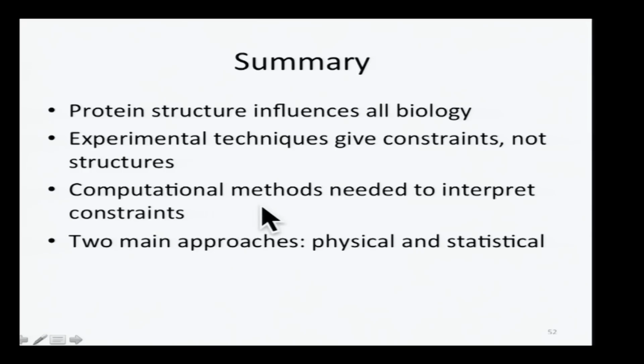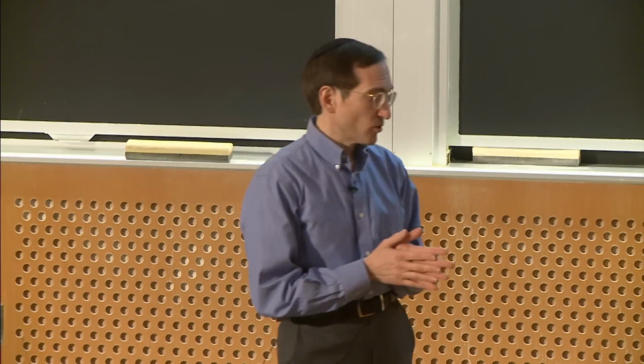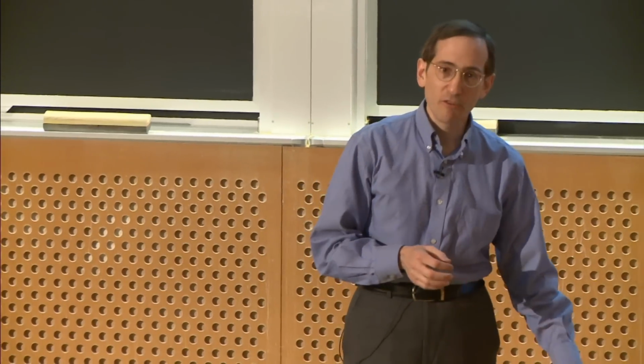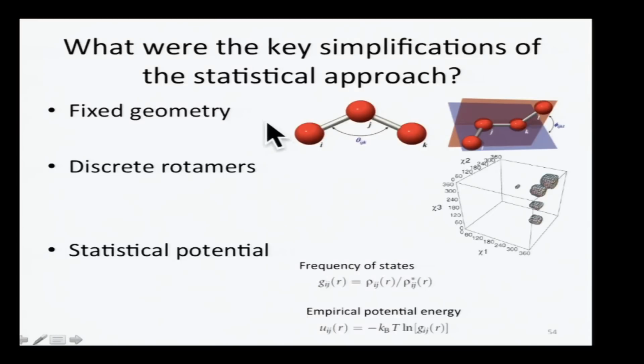And fundamentally, then we have these two approaches to describing the potential energy. That's the statistician and the physicist's approach. And remember, the key simplifications of the statistician are that we use fixed geometry, right? We're not trying to figure out the x, y, z coordinates of every atom.